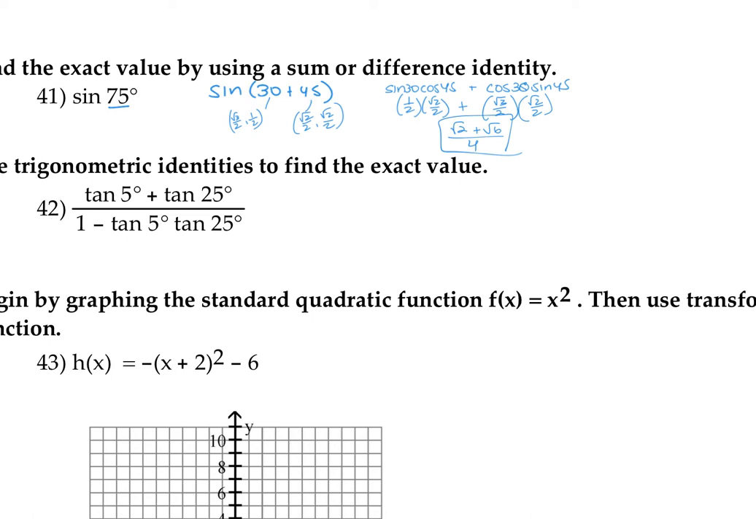For 42, your goal is to figure out the pattern here. Obviously, this is tangent, and for tangent, we match the sign in the top. So it'd be 45 plus 30, and the tangent of 30 degrees is root 3 over 3.